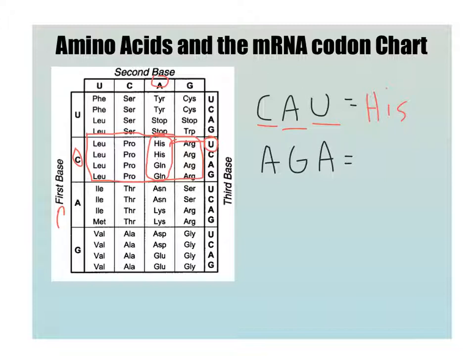Now let's try one more. This first base is A. So once again, we look over here. First base is A, so we know it's going to be in that row. The next one's a G. The second base is a G. There's the G. So now we know it's going to be right in there somewhere. And the last base is an A. There's your A. There's your amino acid, arginine.